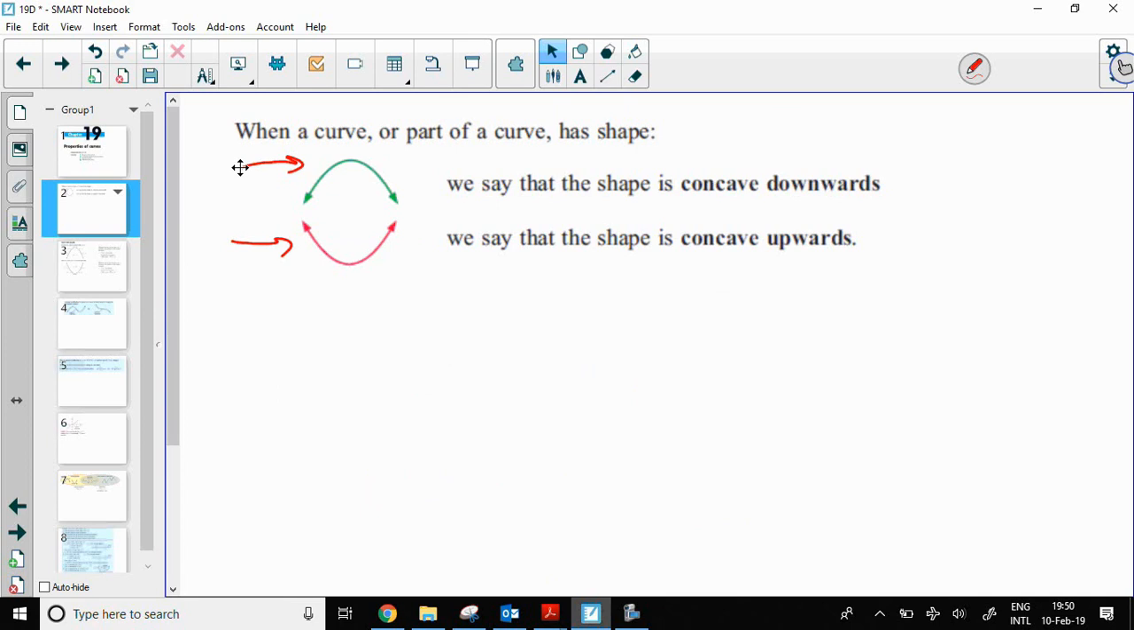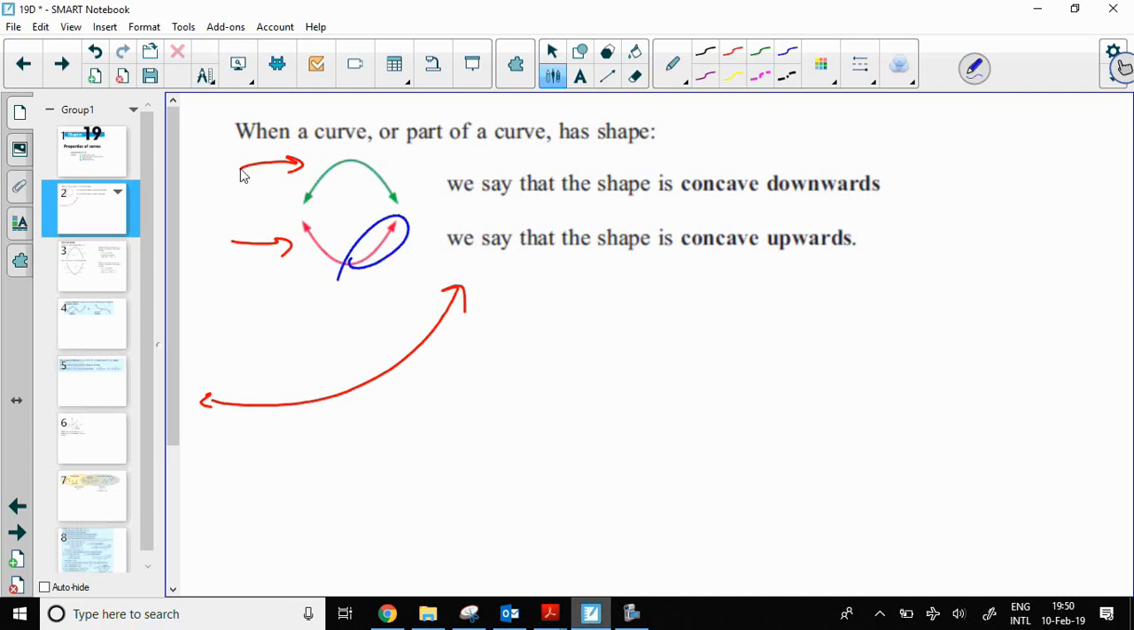Now it doesn't need to be like a parabola. If we just have an exponential growth graph, that's concave up because it has the shape of this part here. Likewise, an exponential decay graph is also concave up because it's got that basic shape to it. It doesn't have to have both an increasing and decreasing part.